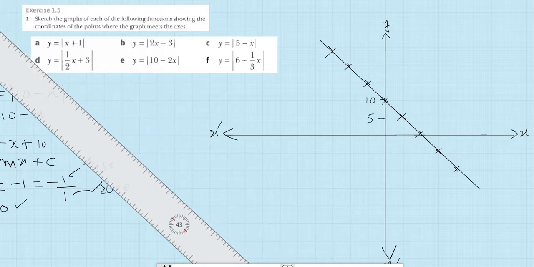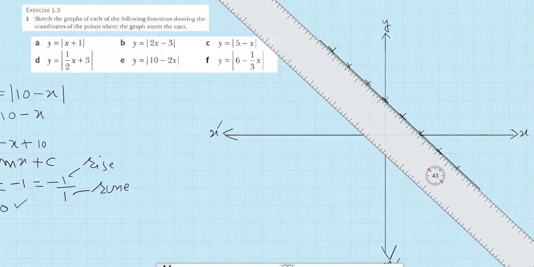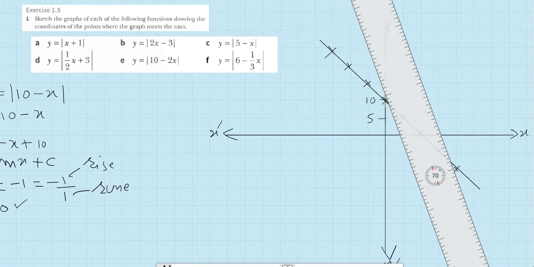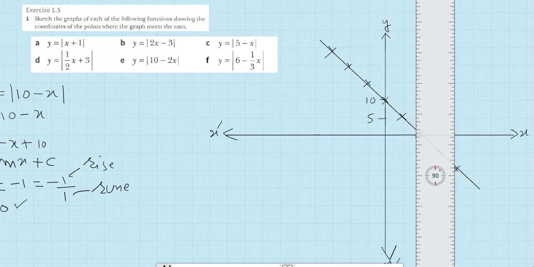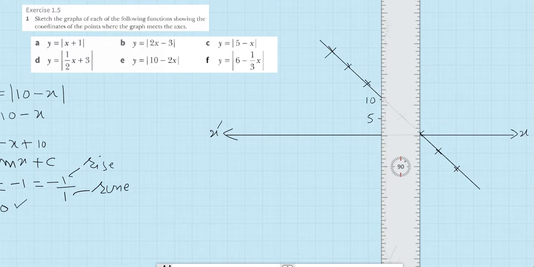Now the next step is to find the point which crosses the x-axis. For this point we have to draw a perpendicular line which passes through this point, and this perpendicular line is called our mirror line. This is our mirror line.